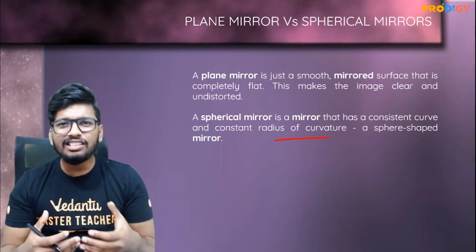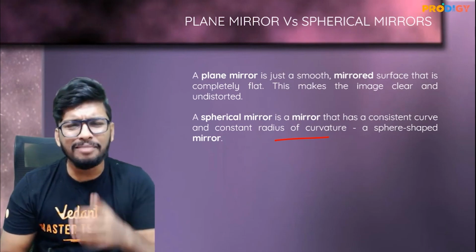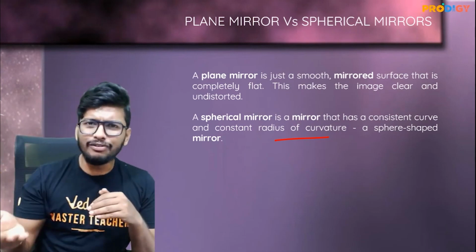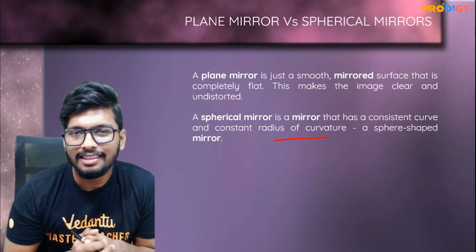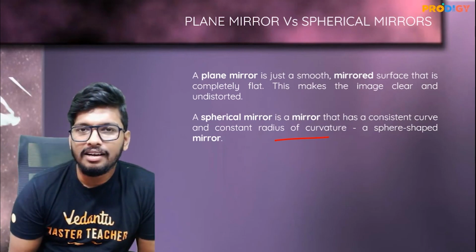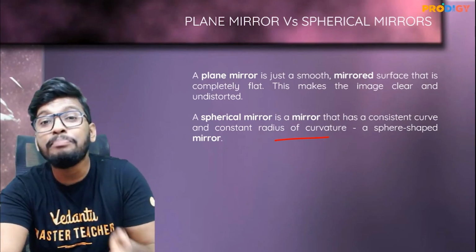Now, why is it called a spherical mirror, right? Why couldn't it be called a curved mirror? That makes more sense because it's curved. So why couldn't we call it a curved mirror? Why spherical mirror? The answer to this question is this, people. A spherical mirror is basically a part of a sphere.